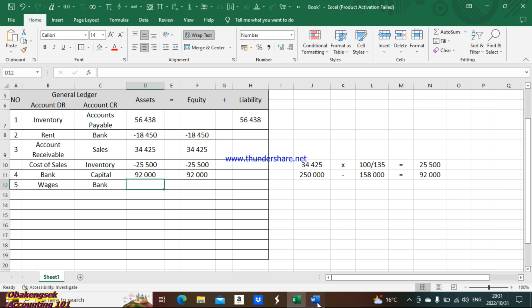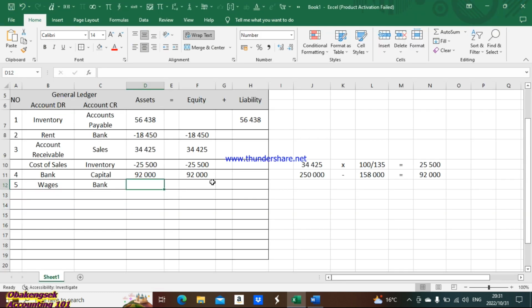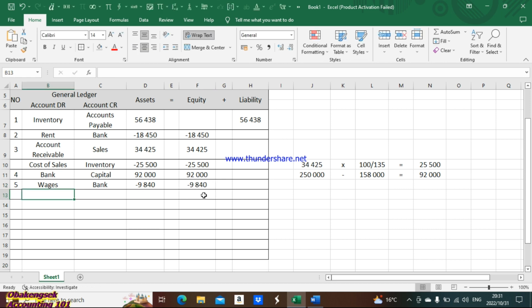And with wages and bank, it was 9,840. 9,840 is a negative because money is going out. Wages is also negative, 9,840. There we go. The reason it's a negative is because our equities are equal to our liabilities.